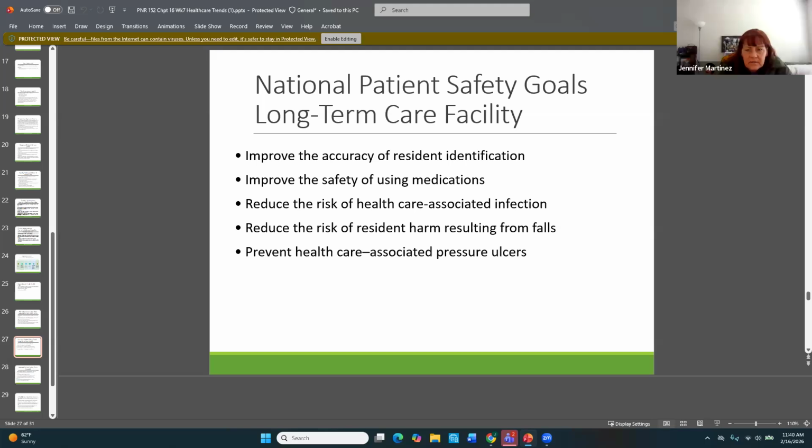Okay. So in long-term care, we don't use bed alarms. We don't have bed alarms. So we don't always know when they're getting up out of bed unassisted. So yes, beds in the lowest position, call bells, the non-skid socks, dementia patients.